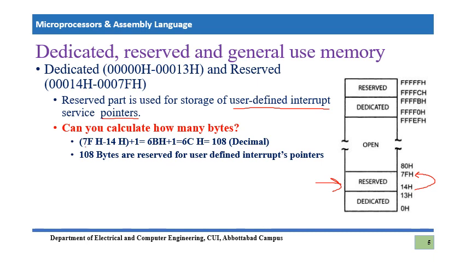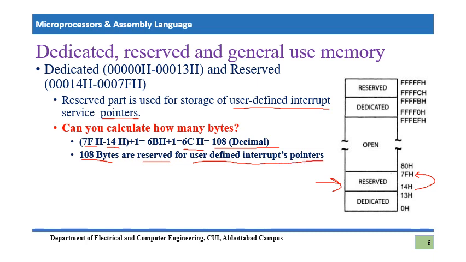So we are subtracting 14F from 7F and adding 1 according to the formula we described earlier. So it becomes 6B in hexadecimal plus 1, 6C in hexadecimal. If you convert it, it becomes 108 in decimal, right? So how many bytes are these? 108 bytes of memory, which are reserved for user defined interrupt service pointers.